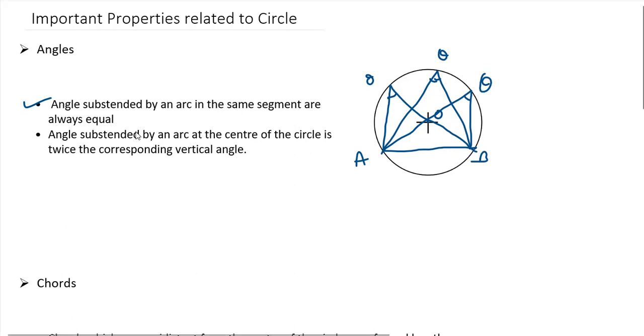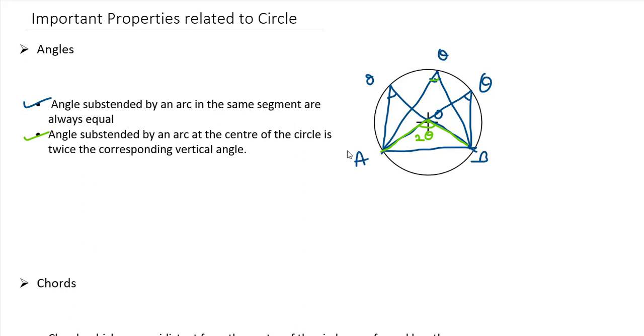Then the second property: the angle subtended by an arc at the center of the circle is twice the corresponding vertical angle. So this is the arc. If we join it with the center of the circle, this will be the angle that is subtended by the arc at the center of the circle. It will be twice the corresponding vertical angle. So what will be the vertical angle? It will be this angle, which is theta. So if this angle is theta, this angle will be 2 theta.